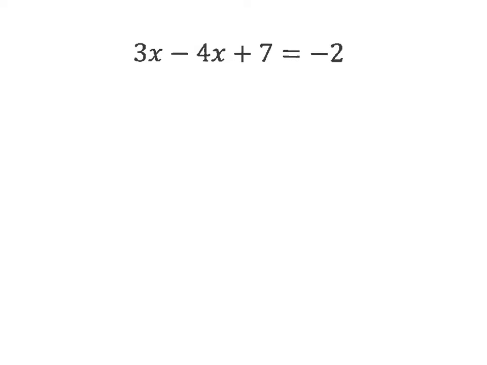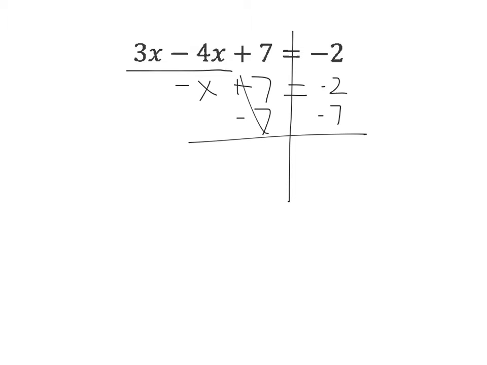3x minus 4x plus 7 equals negative 2. So I'm going to combine my like terms here of 3x minus 4x and get negative x plus 7 equals negative 2. Now I'm going to perform the inverse operation. So the opposite of adding 7 is subtracting 7. And I'm left on the left-hand side with negative x equals negative 9.